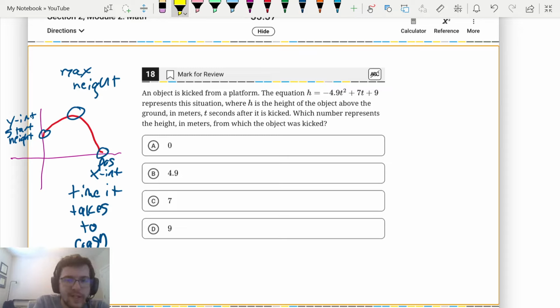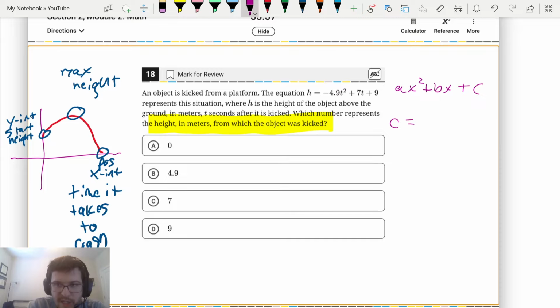Okay, so it wants the starting height, the height from which it was kicked. So we have standard form, ax squared plus bx plus c. So c is equal to the y-intercept. It wants us to find the y-intercept. So c is equal to 9.